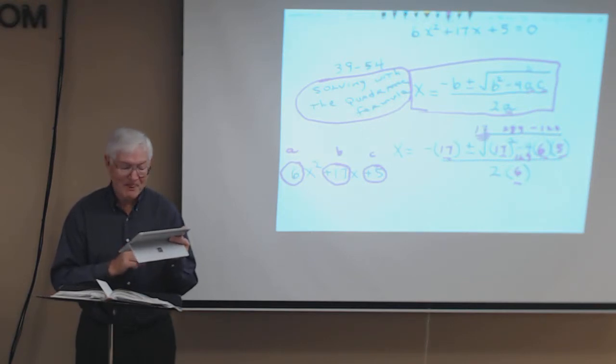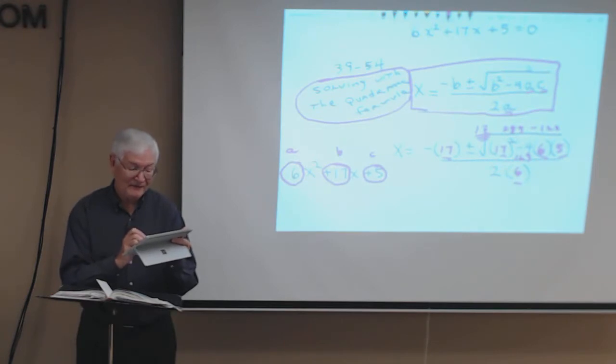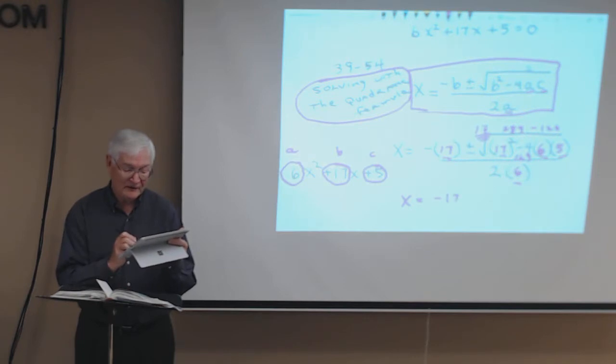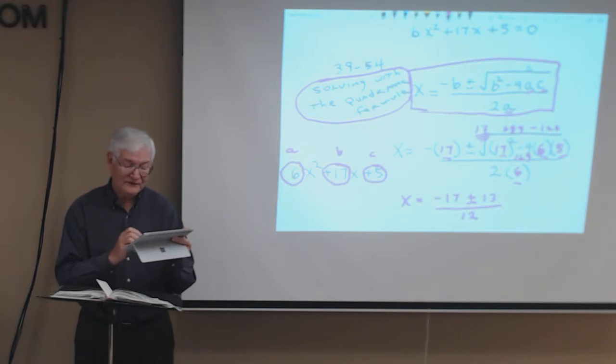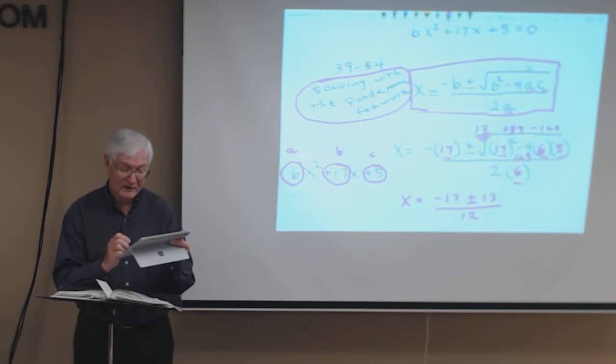Isn't that cool? So now, watch what happens. I have x equals negative 17 plus or minus 13 divided by, what's 2 times 6? 12. What's negative 17 plus 13? So that's negative 4 over 12. What's negative 17 minus 13? Is that negative 30 over 12?